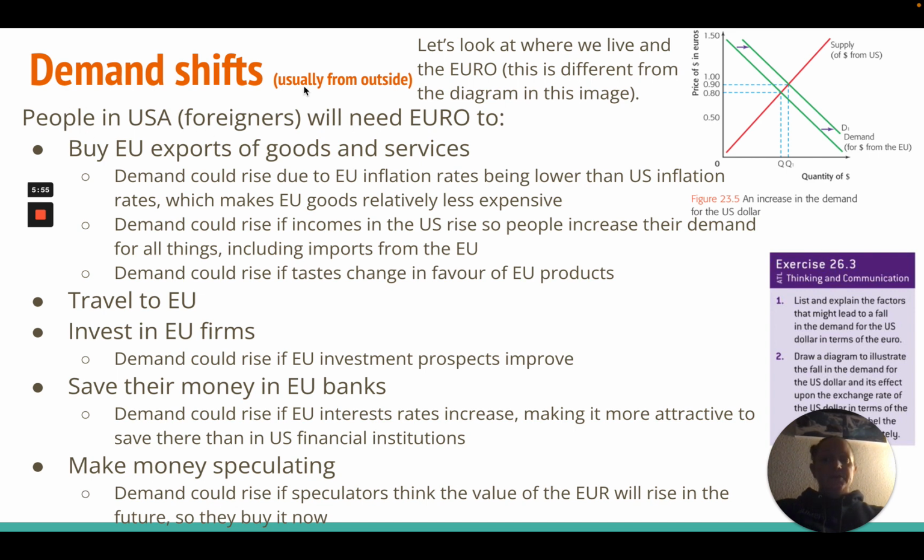So foreigners will need euro to buy European goods and services, travel to the EU, because they need to spend money when they're here, to invest in EU firms, they're going to be interested therefore in the interest rate, to save their money in banks, and to make money speculating. The demand from outside will cause these shifts.